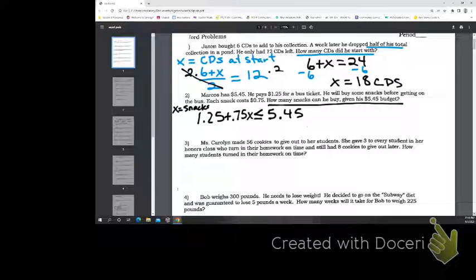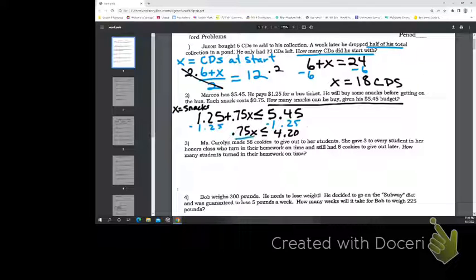So notice when I say that X is the snacks, then the 75 cents goes with the X because each snack is 75 cents. So we're going to take away the money he spends for the bus. And now I have 0.75x is less than or equal to $4.20. And then when we divide, we get a decimal.